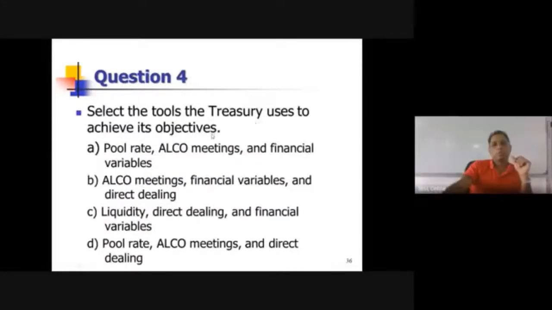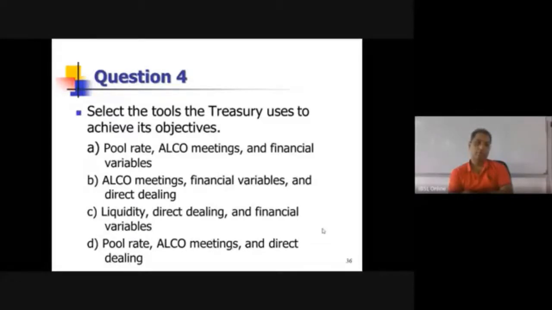Select the tools the treasury uses to achieve its objectives. Pool rate, ALCO meetings, financial variables. ALCO meetings, financial variables, and direct dealing. Liquidity, direct dealing and financial variables, pool rate, ALCO meetings, and direct dealing. Which one? Tools Treasury uses to achieve its objectives. Objectives of liquidity management and profitability. Yeah, remember that. What are the tools? We learned there are two main tools, indirect tools and direct tools. So within that, which ones are these?